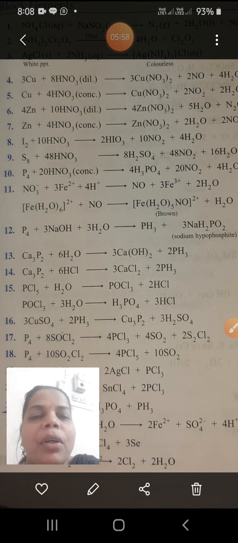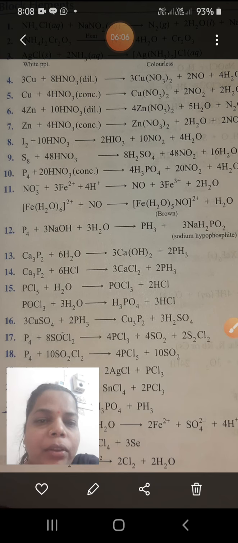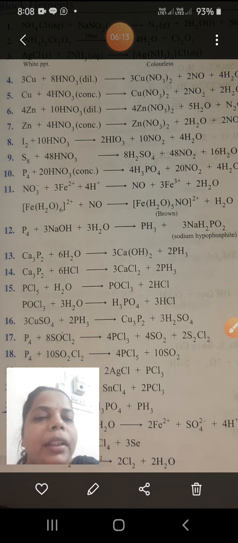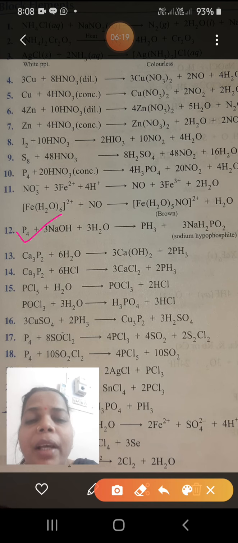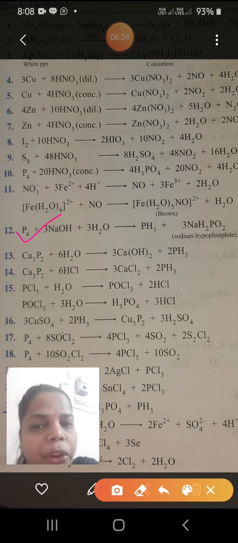So sometimes the question is asked, in the qualitative test of nitrate ion, which substance is formed as the brown ring? So you have to write the answer. The formula is given. You have to write the formula. This is also a coordination compound. The next equation, equation number 12, is very important. It is given in your NCERT questions also.